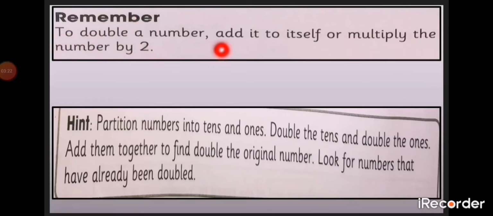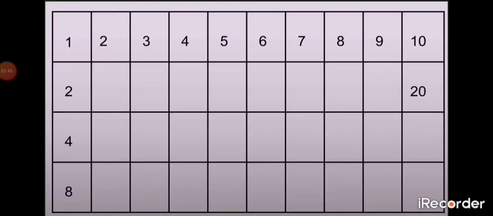First, we will recall the topic. Remember, to double a number, add it to itself or multiply the number by 2. Now hint. How to do this work? Here is the hint. Partition numbers into tens and ones, double the tens and double the ones. Add them together to find double the original number. Look for numbers that have already been doubled.